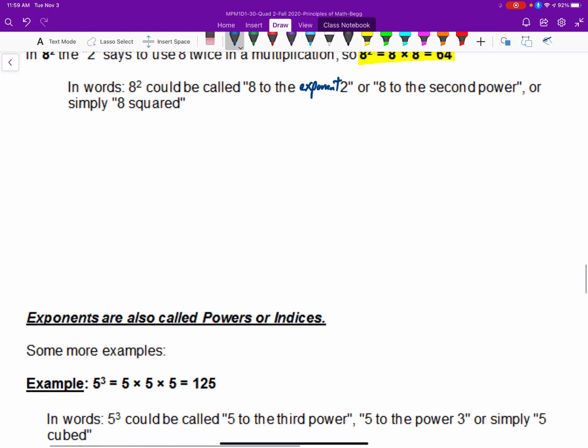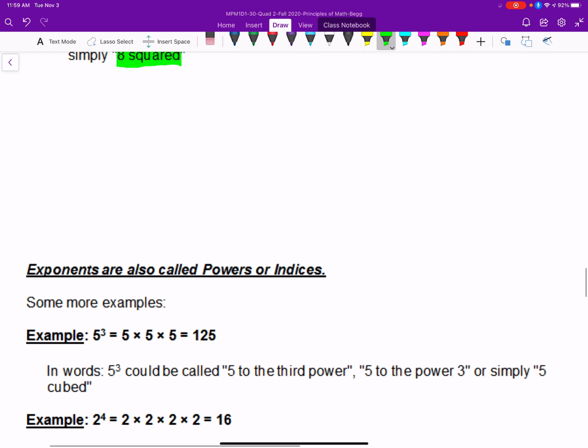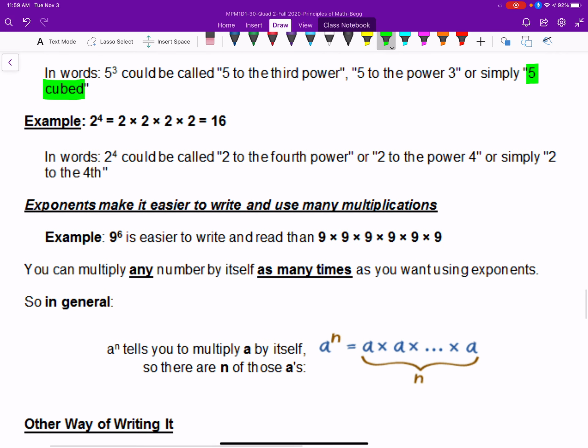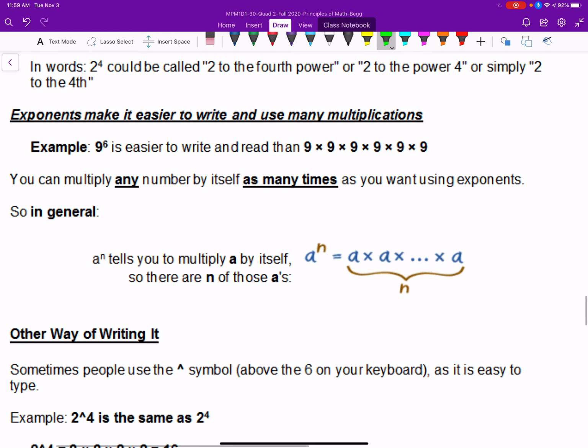So we've seen up above that if we have an exponent 2, we usually call it squared for short. If we have an exponent 3, we call it cubed. And we don't really have anything beyond cubed, though. So, for example, if I have 2 to the 4, then that means 2 times 2 times 2 times 2. 2 times 2 is 4, times 2 again is 8, times 2 again is 16, so that's how that works out. But we could call it 2 to the 4th power, 2 to the power 4, or simply 2 to the 4th. Notice how we don't have a cubed or squared word for that one.